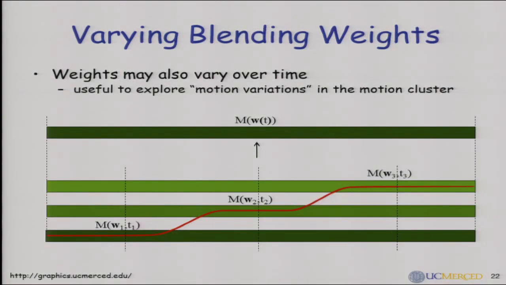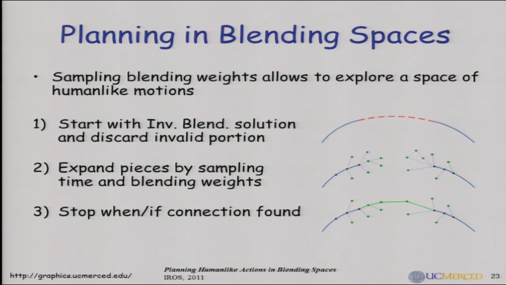And with this idea, we can then apply again a sampling-based search and try to explore all possible combinations between switching through our strategies encoded in this cluster of example motions. And this is what we've done here. We have developed a method where we start with a solution that goes to the goal just using this inverse blending method. And then we detect if that solution is valid, respects all constraints, and does not collide with objects.